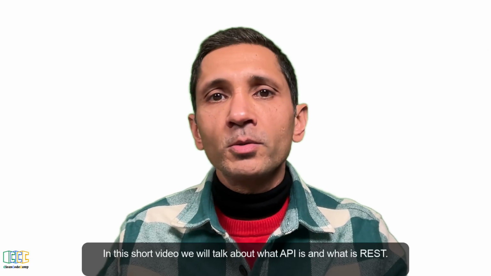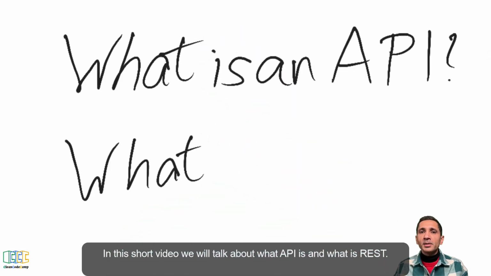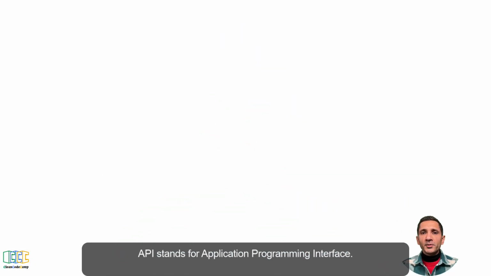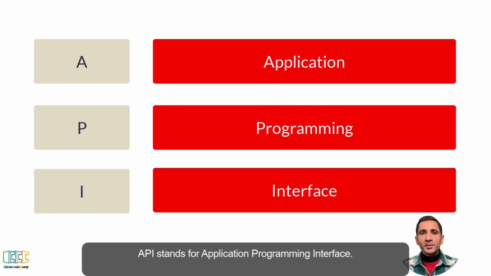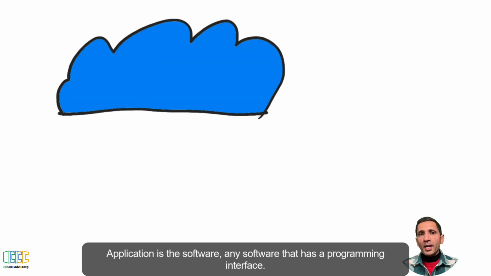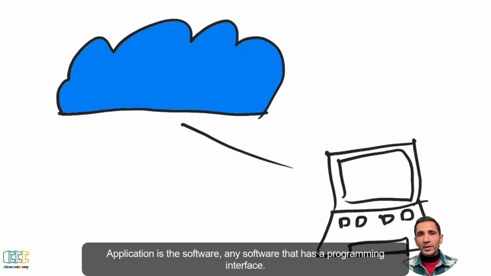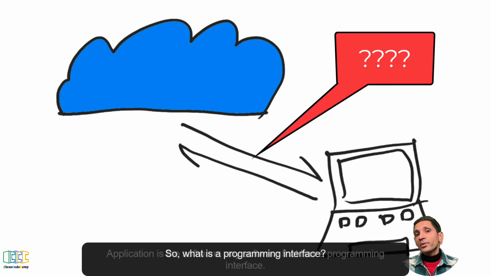In this short video, we will talk about what API is and what is REST. API stands for Application Programming Interface. Application is the software, any software that has a programming interface. So, what is a programming interface?